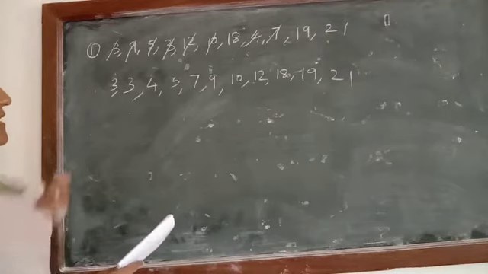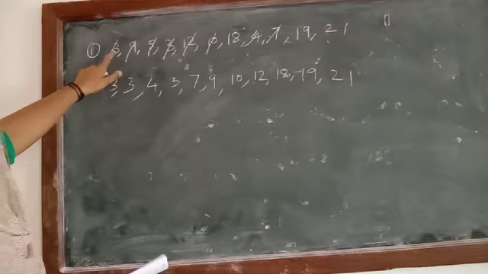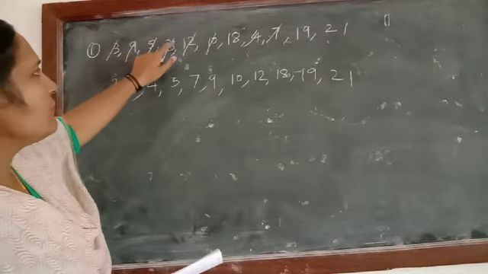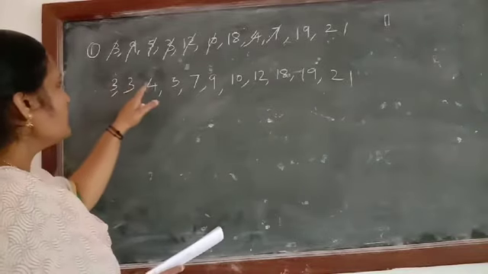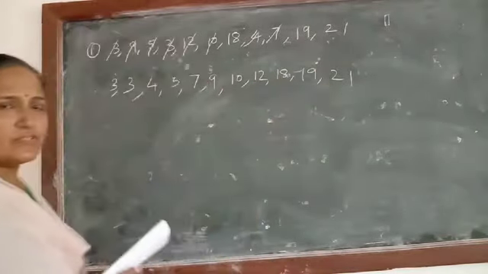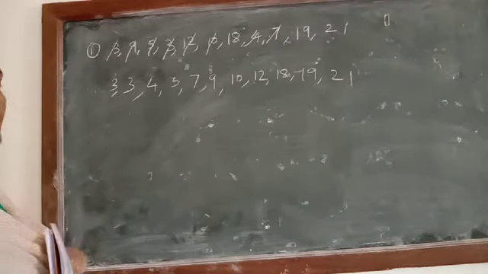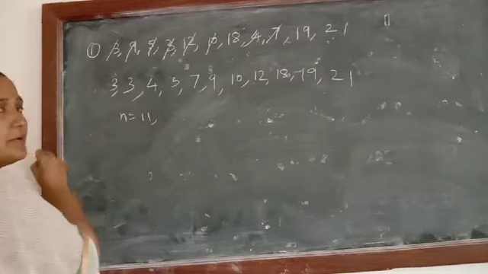After arranging, check whether you wrote the numbers correctly. How many numbers were there? 1, 2, 3, 4, 5, 6, 7, 8, 9, 10, 11. So 11 observations are there. Now write down n is equal to 11.